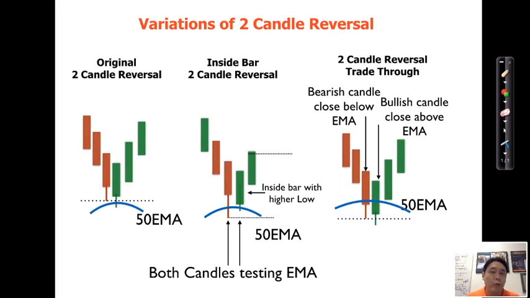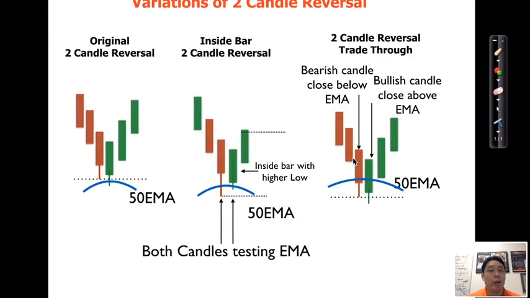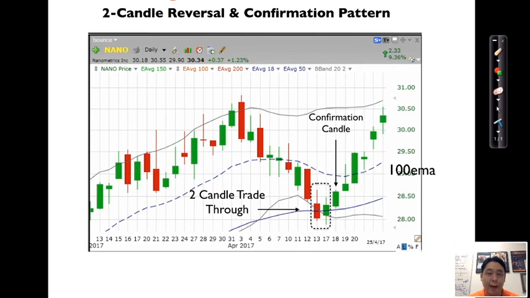Now again, feel free to rewind this video and watch this as many times as you can till you understand the concept behind the two-candle reversal pattern. And I always find when you're learning this for the first time, it helps if you actually draw it, right? If you draw it, you better understand than just looking at it, right? So once again, there are three variations of the two-candle reversal pattern. The original pattern, which you see here, the inside bar pattern, and the trade-through pattern, right? So let's take a look at some charts and see if you can identify which pattern it is, okay?